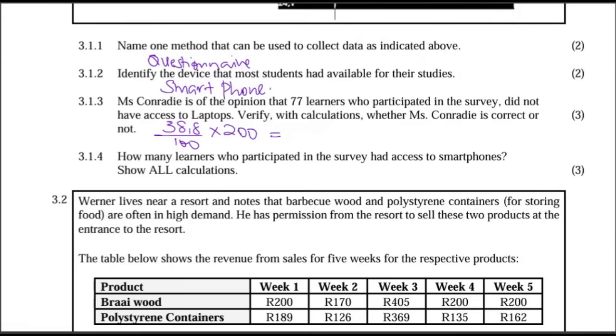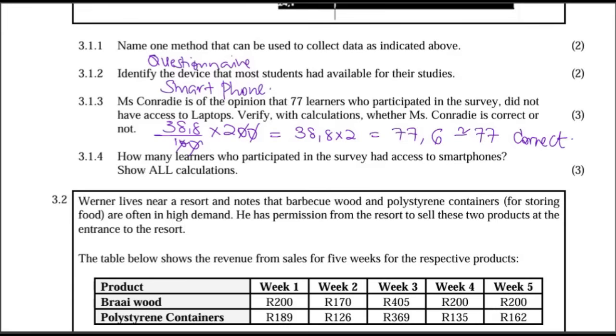And a mere looking at this gives you 38,8 times 2, which is 77,6. So we are looking at whole number. So we have 77, and indeed she was correct.